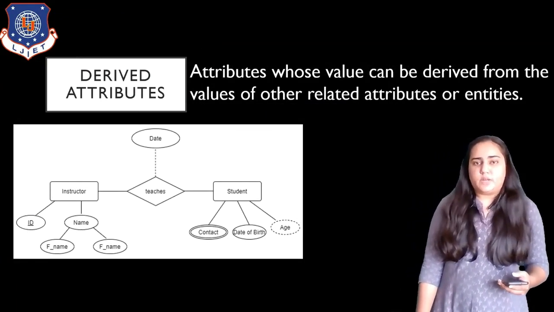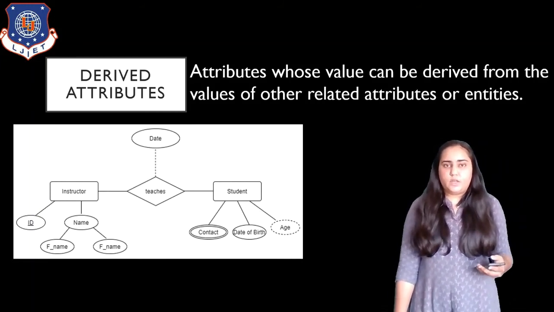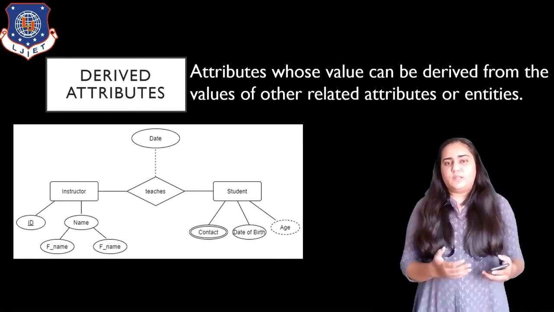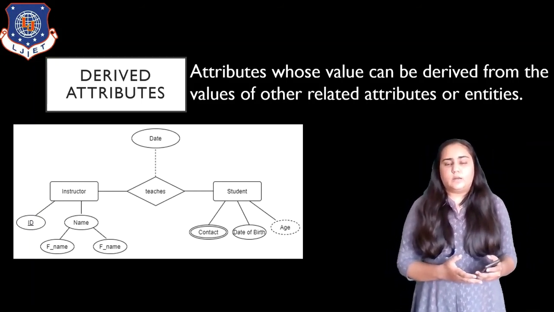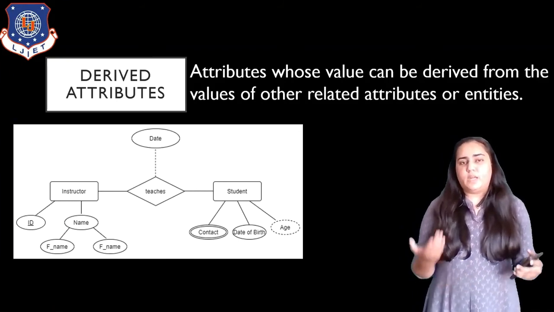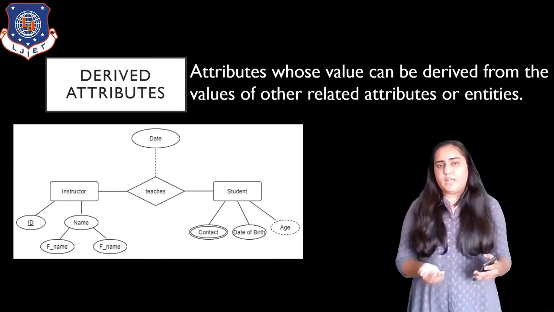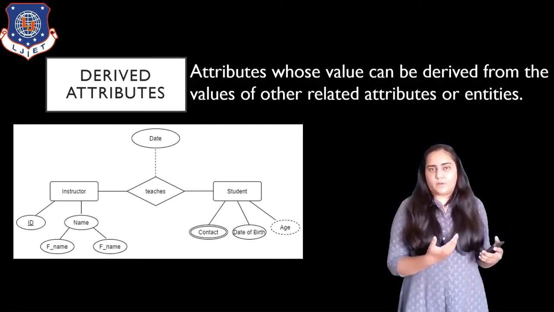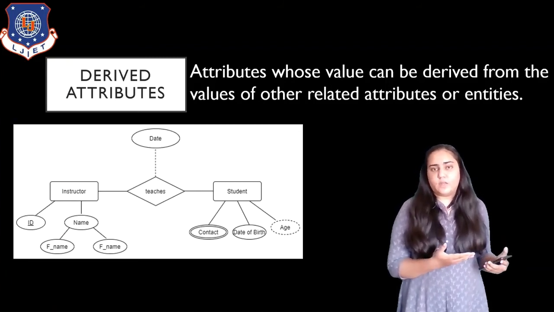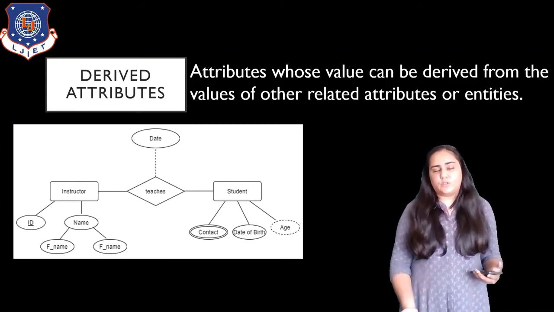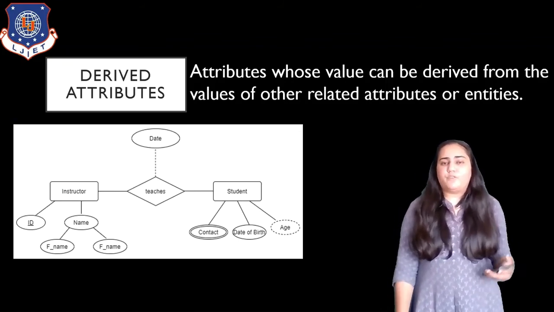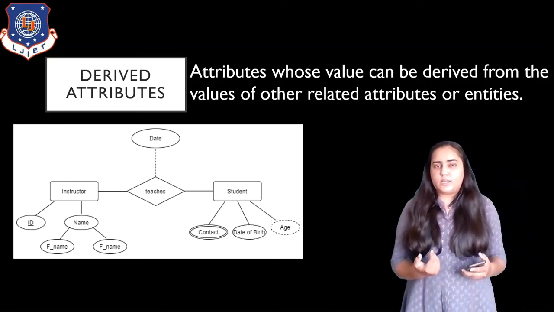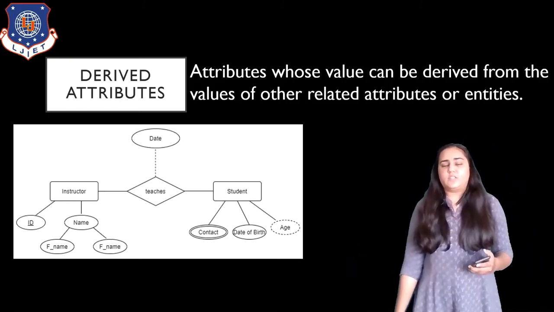Next attribute is the derived attribute, whose value can be derived from the values of other related attributes or entities. So for example, you can see there's a date of birth attribute given. Now, if I have somebody's date of birth and I want to find their age, it's fairly simple. I just have to subtract the date of birth from today's date, and that would give me the age of the person. So from the date of birth, I can derive the age of a person. And so age, as you can see here, is a derived attribute.